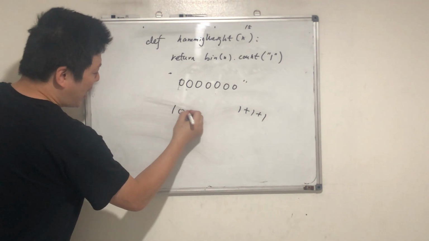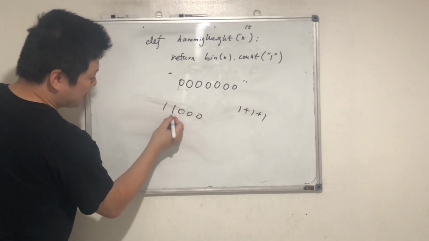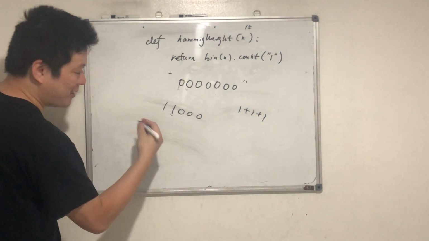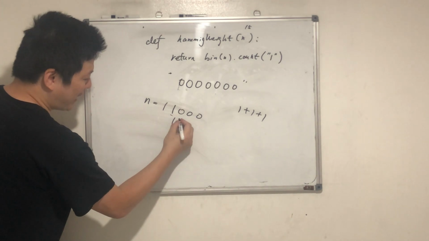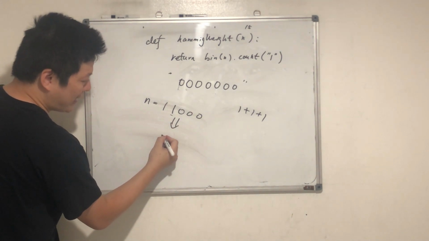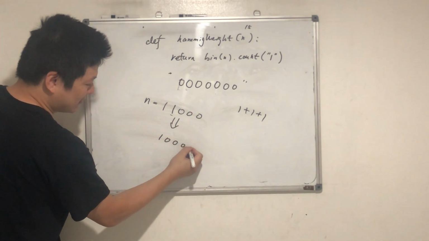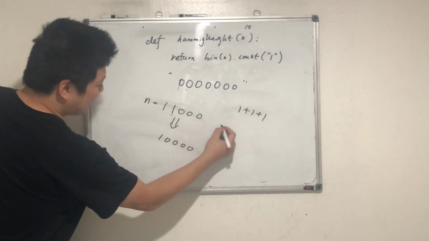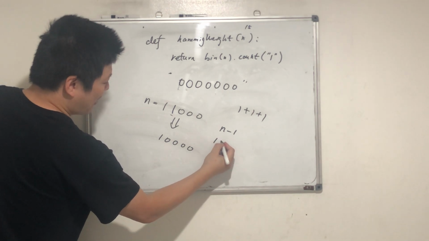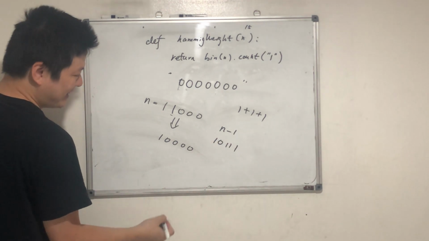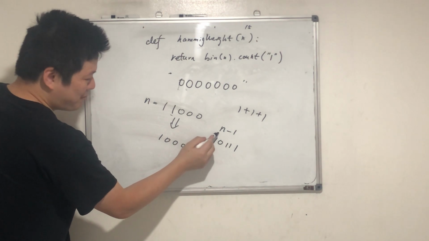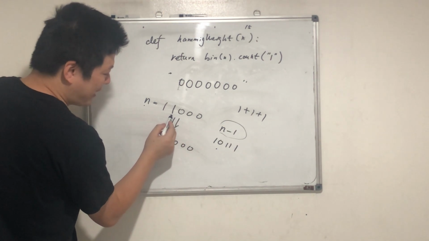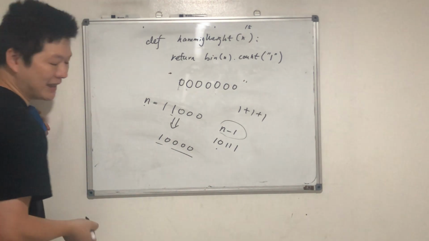So how can we remove the rightmost one? Minus 1. This is n. And then how can we make it 10000? What's n minus 1 here? N minus 1 is 10111, right? N minus 1 is this one, and n is this one. So what operation do I need to do to make it this one?